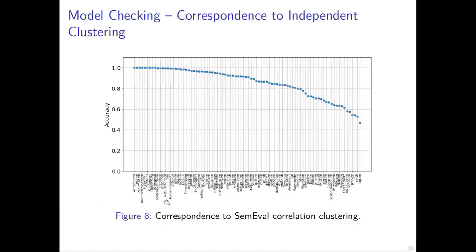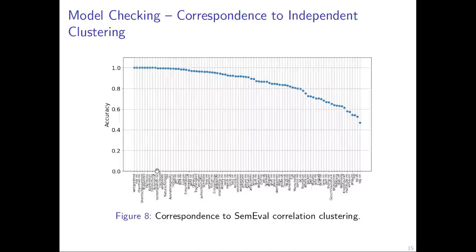On the x-axis in this plot, we see all graphs from the dataset. On the y-axis, we see accuracy between the cluster assignments of the weighted stochastic block model and the Semeval correlation clustering method. As we can see, correspondence is often very high. For about half of the graphs, the cluster accuracy is above 0.9. But then there's a number of graphs for which the accuracy is rather low.